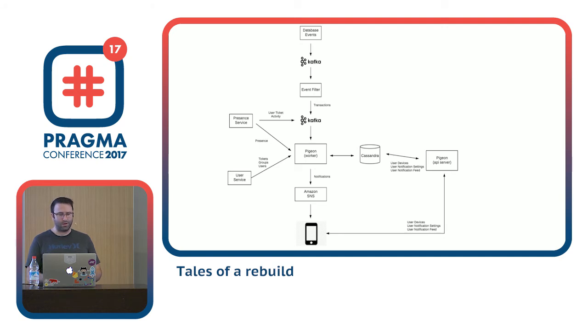The Pigeon worker in the center of this is like the rules engine. It takes things like presence information, user state, and the rules that they've configured in terms of how they want to be notified, and that in turn ends up sending a message to Amazon SNS and ultimately the user.